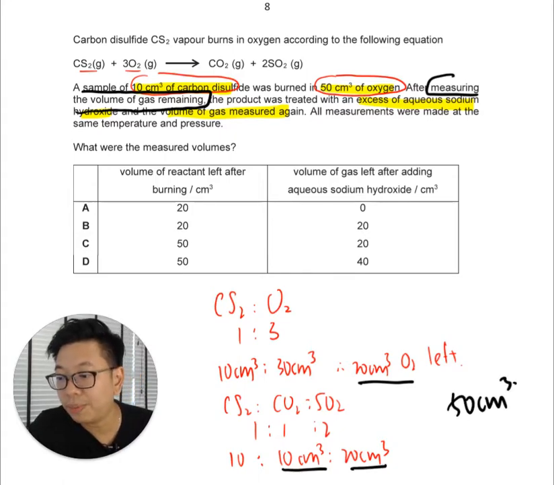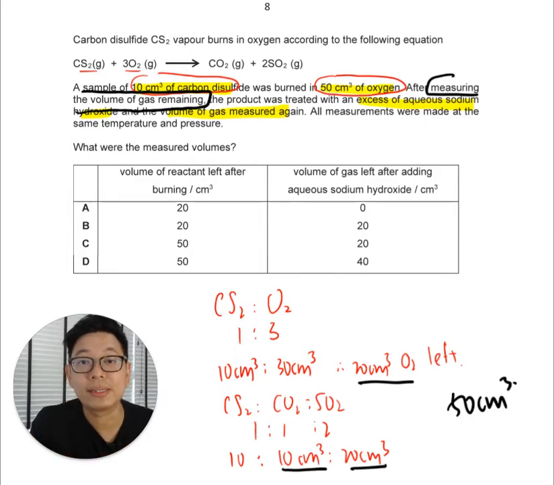Now you're going to pass the gases through sodium hydroxide. Sodium hydroxide is an alkali, and it will react with acidic oxides. Recall your non-metal oxides are acidic. So carbon dioxide and sulfur dioxide are both acidic oxides. I'm just going to change to blue.